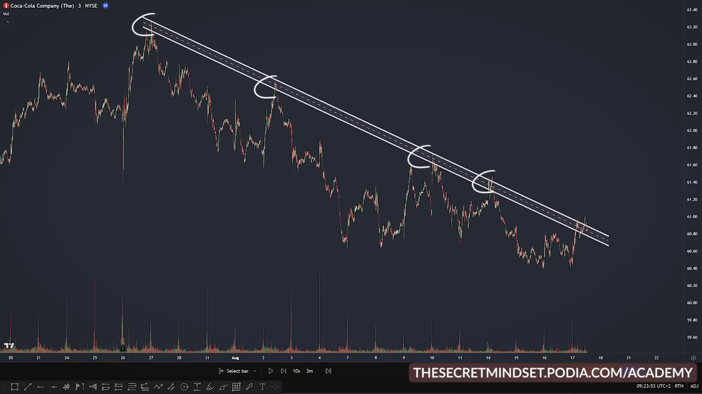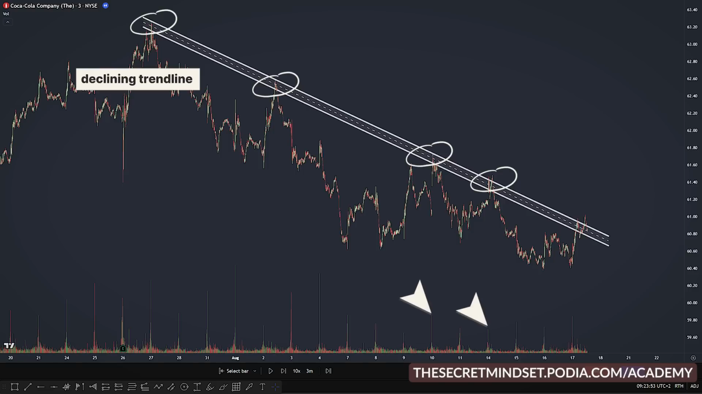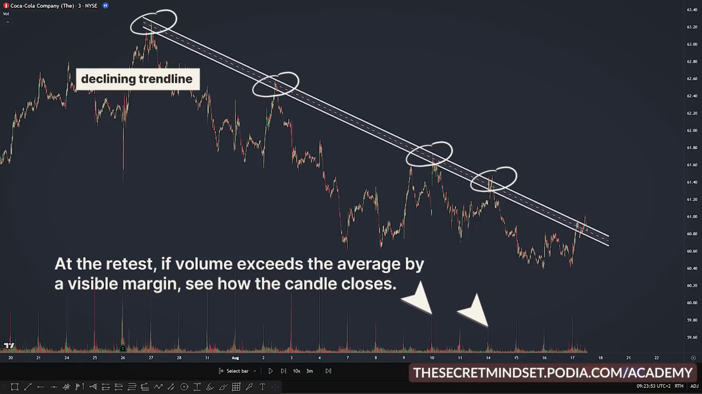First, test your approach on past charts. Open a chart and draw your rising or declining line. Then wait for price to drift there. When it does, watch the volume level. If volume exceeds the average by a visible margin, see how the candle closes. Does it close well above the trend line or below it? That single data point can speak volumes about market intent.